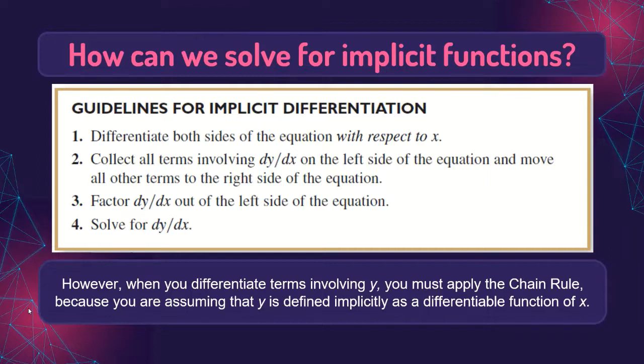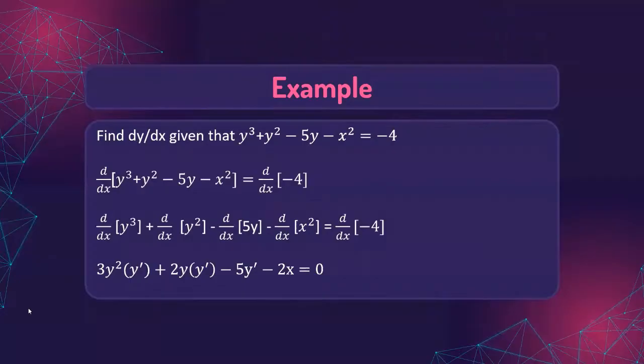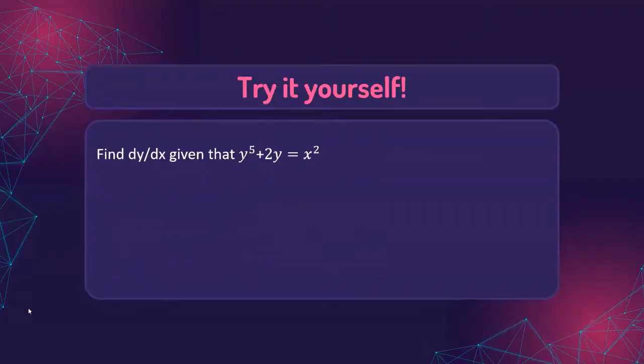So here are some guidelines that we can use in solving implicit functions. First is to differentiate both sides of the equation with respect to x. Then collect all terms involving dy/dx on the left side of the equation and move all other terms to the right side. Number 3 is to factor dy/dx out of the left side of the equation, and last is to solve for dy/dx. Now let's have an example.